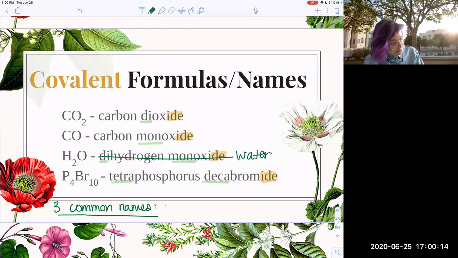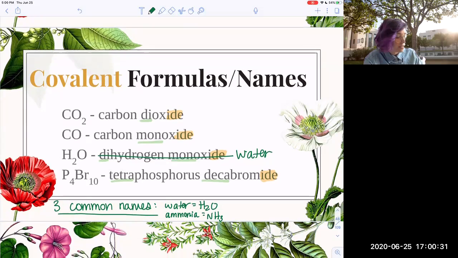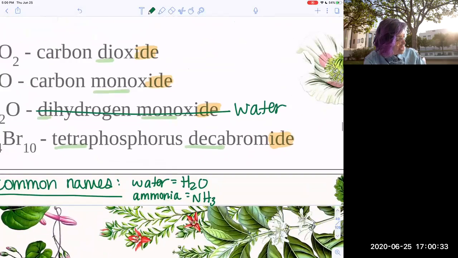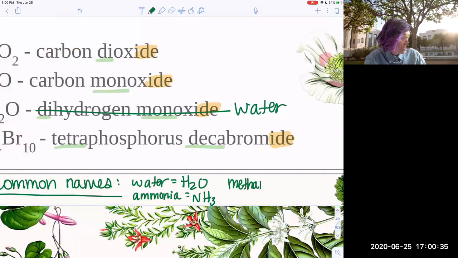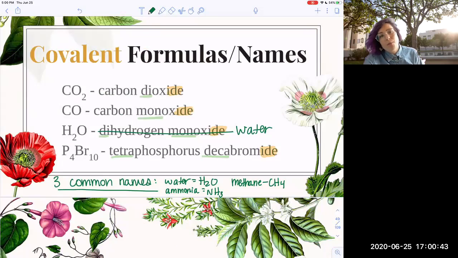3 common names. We got to know water is H2O. You need to know ammonia is, I almost put C because I'm thinking about my other one, NH3. Ammonium is NH4 plus. Ammonia is NH3. And then I want you to know methane. Now we're going to learn methane later in organic chemistry if you're in a class where we do cover organic chemistry. But right now just know that methane is CH4.